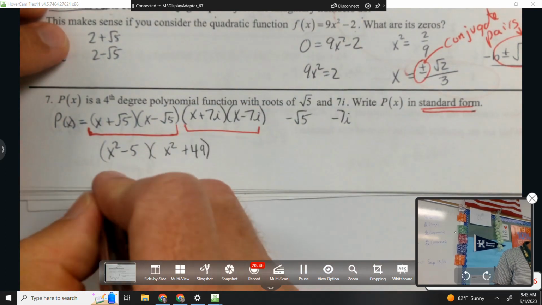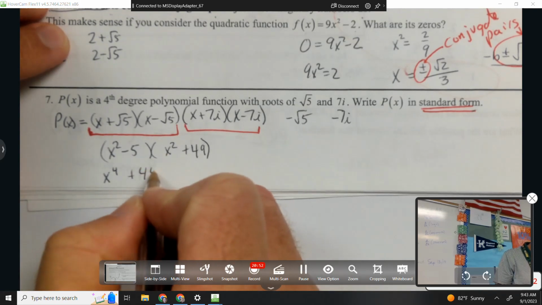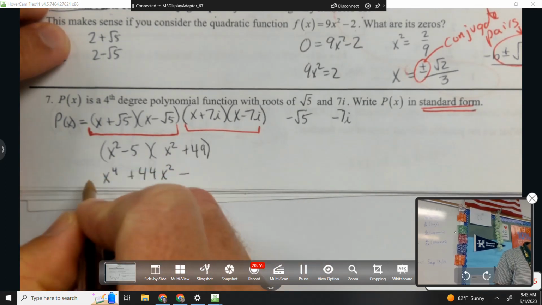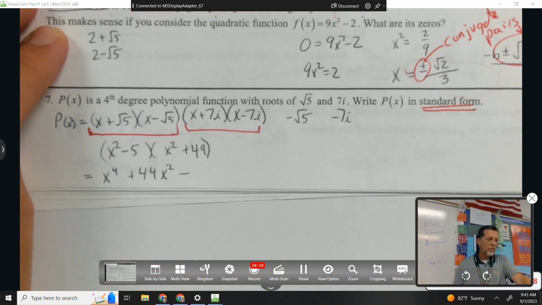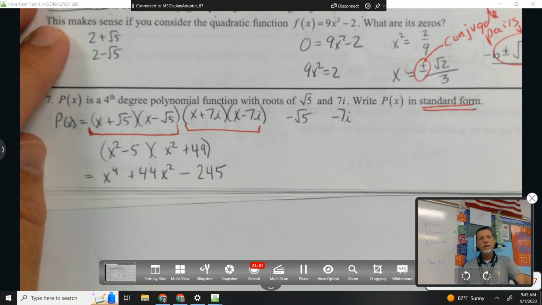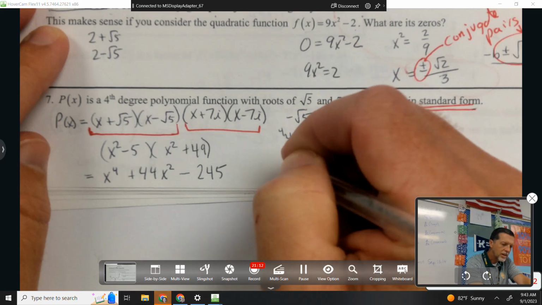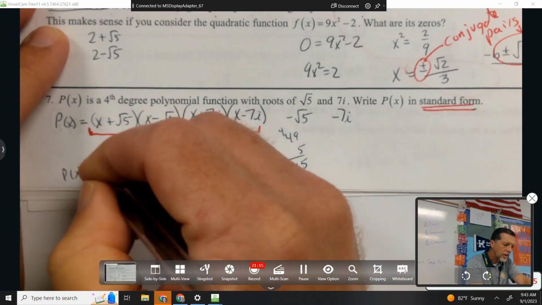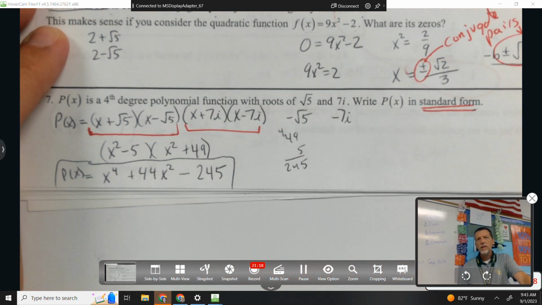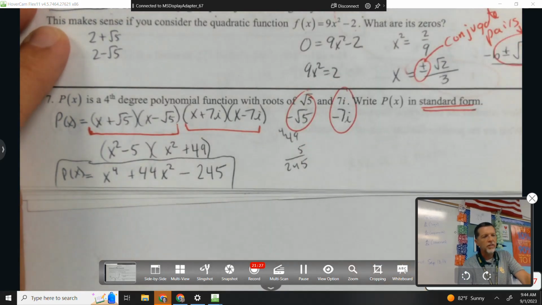So x to the fourth, minus 5 plus 49 would be plus 44 x squared, minus 49 times 5. Well, 50 times 5 would be 250, so 5 less than that. Or come to the side and do 49 times 5 your old school way here. Yep, 245. So, a little bit of algebra, but the pre-cal part of the problem was the conjugate pairs.